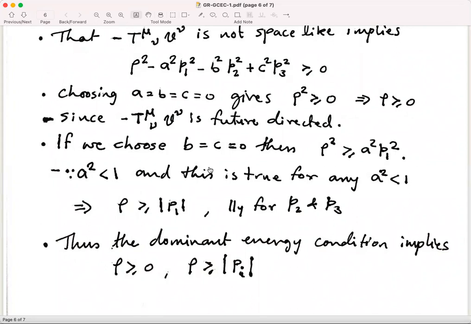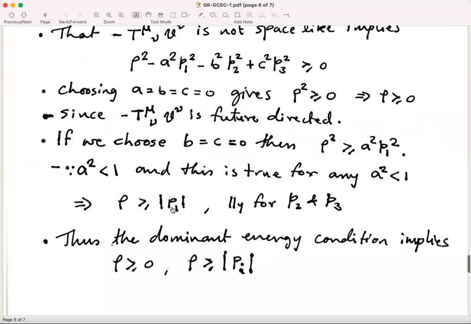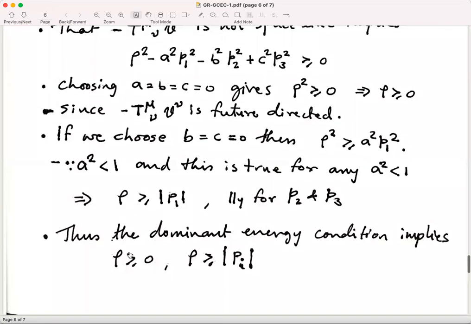And there is no surprise: instead of A, you could keep B non-zero or C non-zero, and you would get P2 and P3 satisfying a similar equation. So what we find is that the dominant energy condition implies that rho should be greater than zero, as well as rho should be greater than or equal to mod of P. So that is yet another energy condition that one could impose.